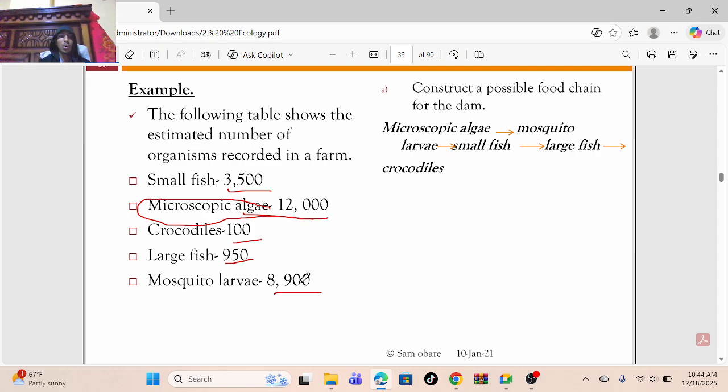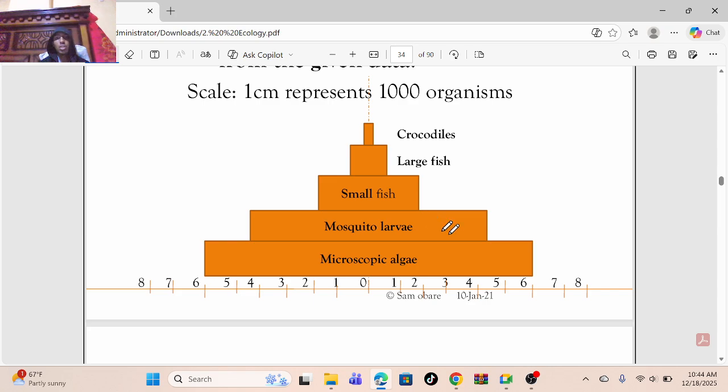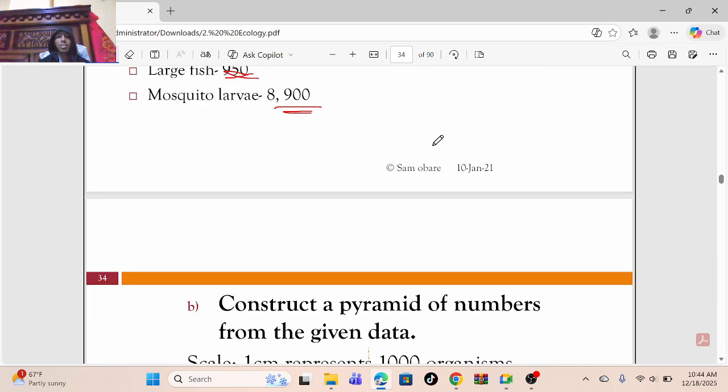This 12,000, inakuja 8,900. Followed by small fish, which is 3,500, followed by 950, which is large fish, and huko mwisho ni crocodile. Then unachorea, you construct like this using a scale. So hapo juu ni microscopic algae, mosquito larvae, small fish, large fish and crocodile. So this is known as pyramid of numbers.